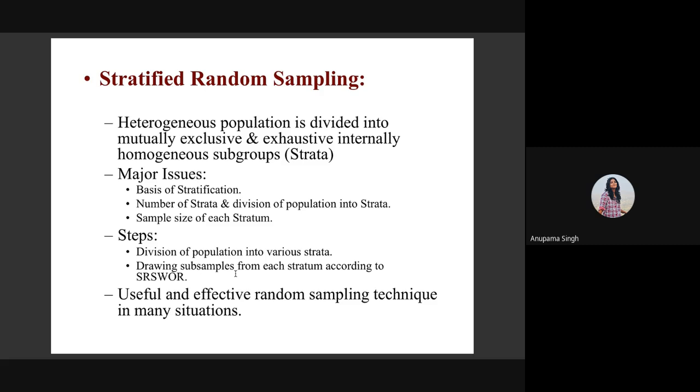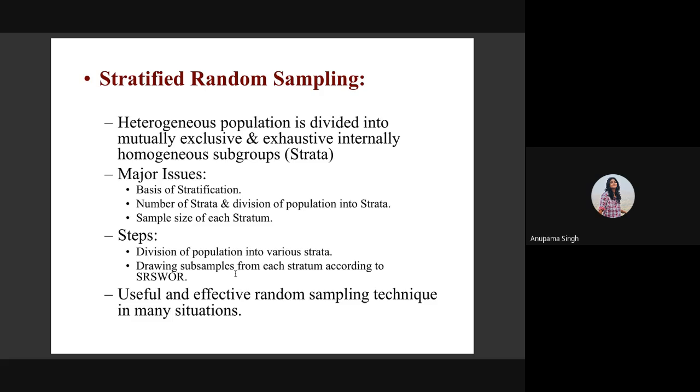So what we can do is bifurcate our population into different classes, and those classes we call strata. Strata are those parts of the population which are homogeneous in nature. Homogeneous in nature means all the individuals, all the units, all the items that we are talking about have similar kinds of characteristics, right? So we divided our whole population into rural, urban, and semi-urban. We divided the population into three strata.